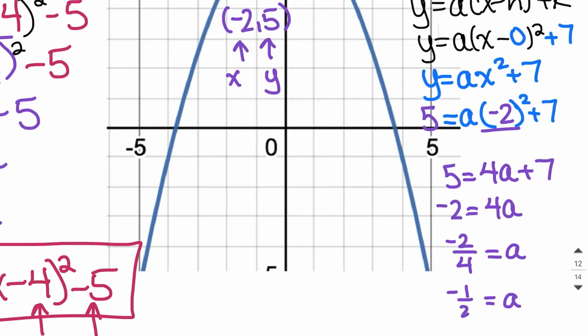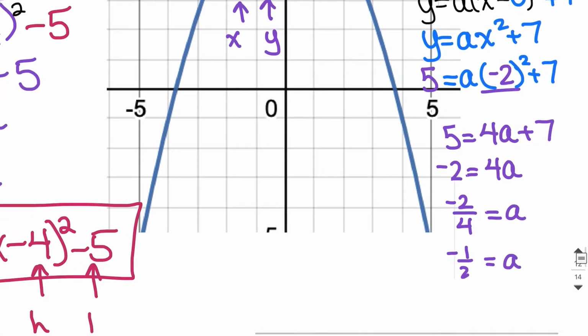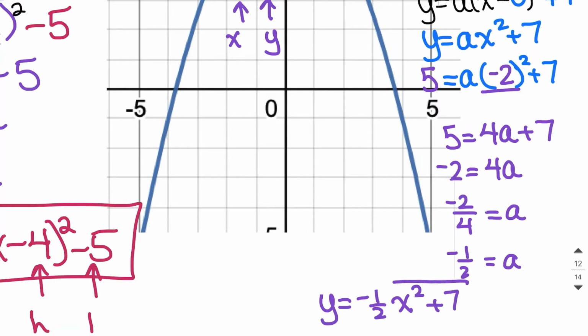But if you get a repeating decimal, you need to leave it as a fraction because we want an exact answer. Okay. So here we can say that our equation is going to be y equals negative 1/2 times x squared plus 7, where we know the a value is negative 1/2, the h value is 0, so we don't have to put anything inside of here, and the k value is 7.